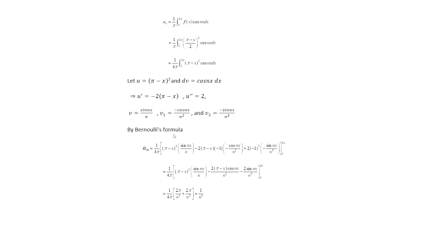By Bernoulli's formula is uv minus u dash v1 plus u2 dash v2, etc. So an equal to 1 by 4 pi uv, that is pi minus x whole square. V is sin nx by n, then minus u dash v1.